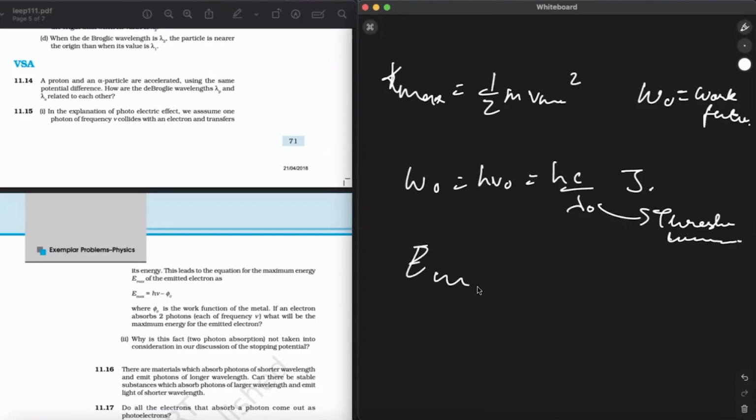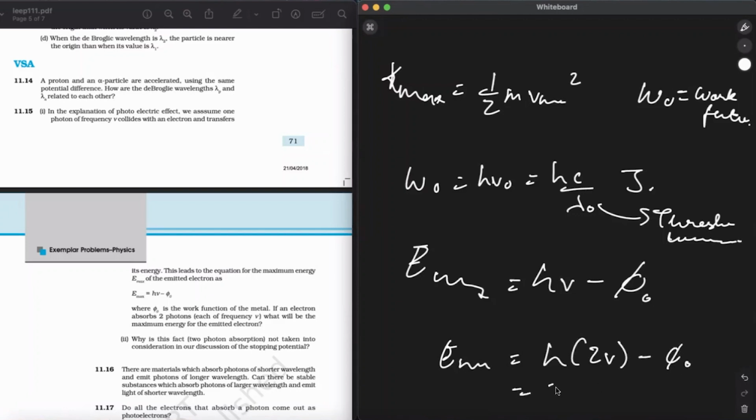So E max, as I already wrote, was h nu minus the work function phi naught. Now, since you are taking out two photons, it will be h times 2 nu minus phi naught. So 2h nu minus phi naught. This is the maximum kinetic energy that you can get.